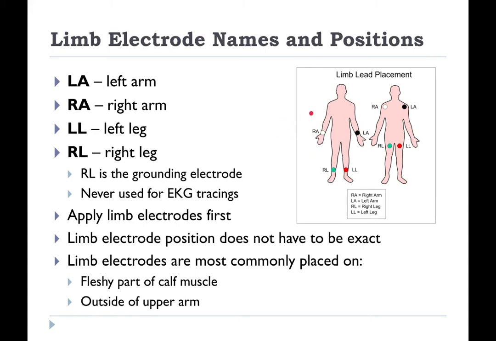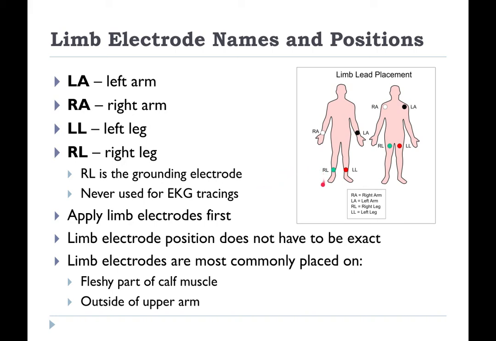So the leads will be labeled. So you'll have one labeled LA for left arm and one RA for right arm. Another one will be LL for left leg, and another one will be RL for right leg. The right leg is the grounding electrode. Okay, see how that one's green here? Right leg. So that means that it's never actually used for the EKG tracing. So it's never actually transmitting electrical impulses to the machine.